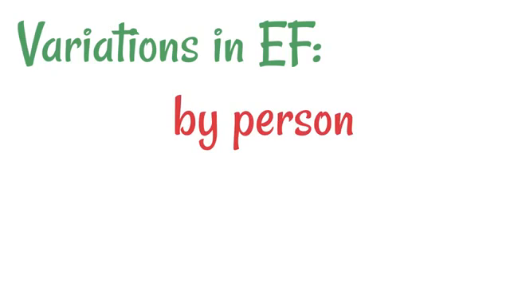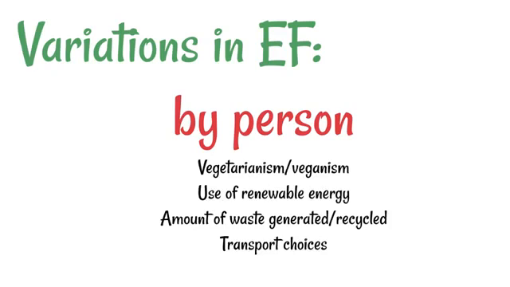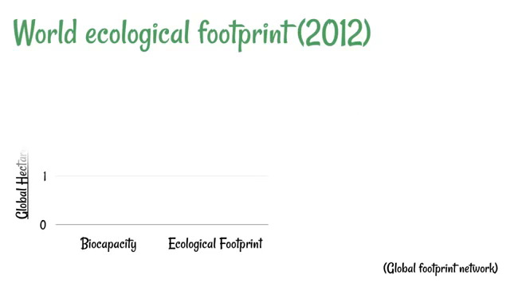It can also vary per person. You are not going to have exactly the same ecological footprint as your best friend. For example, vegetarianism has a big influence because then that changes the amount of area required for the animals that you would consume. The use of renewable energy. Do you have solar panels on your house? How do you get to school or to work? If you use a car or do you use a bike, this would influence your ecological footprint.